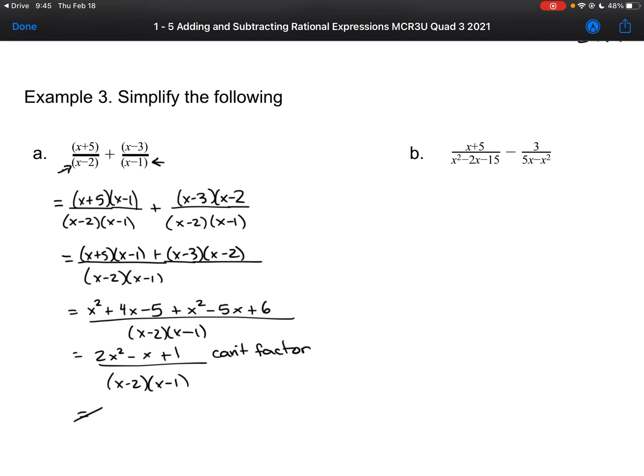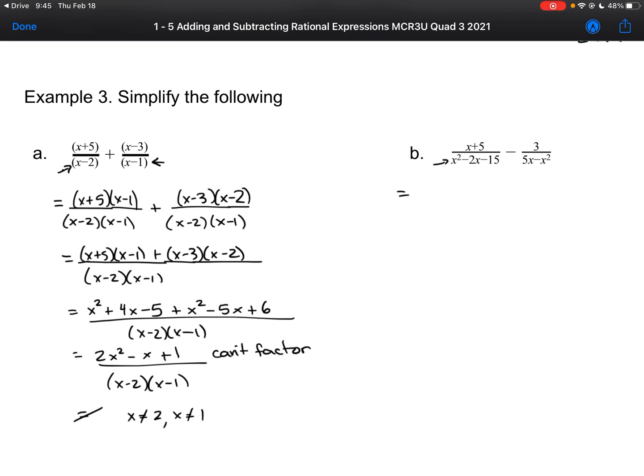I've successfully added those 2 rational expressions, and the last thing that I need to do is state my restrictions. X can't equal 2, and x can't equal 1. Let's do a final example with subtraction.